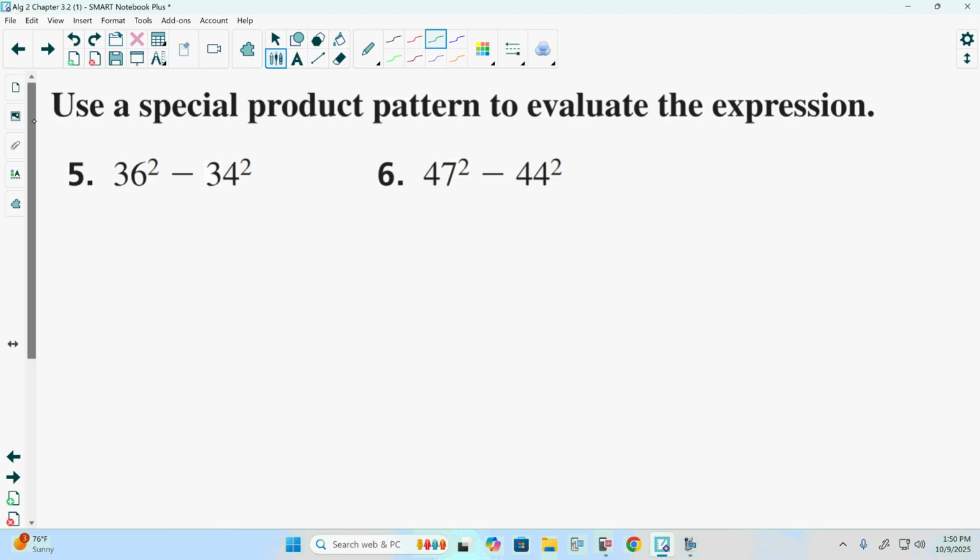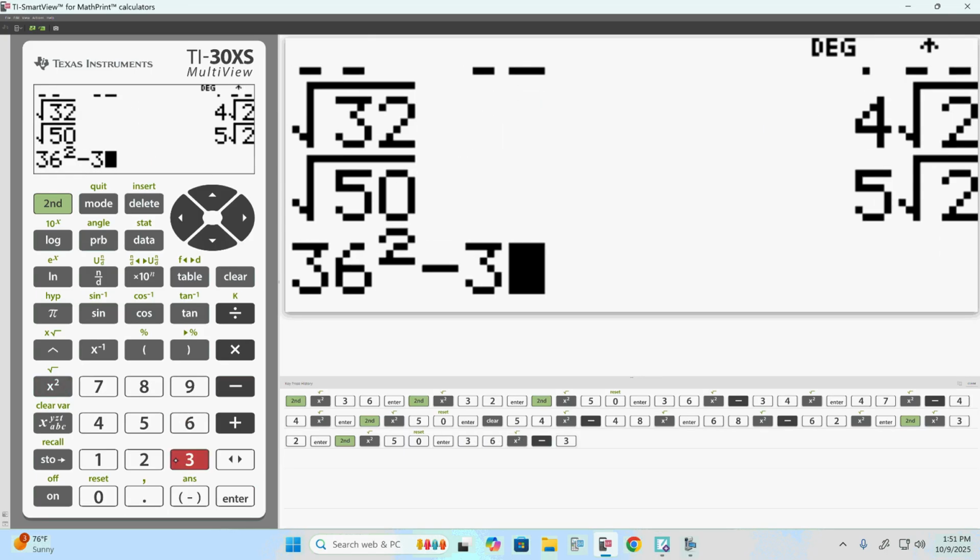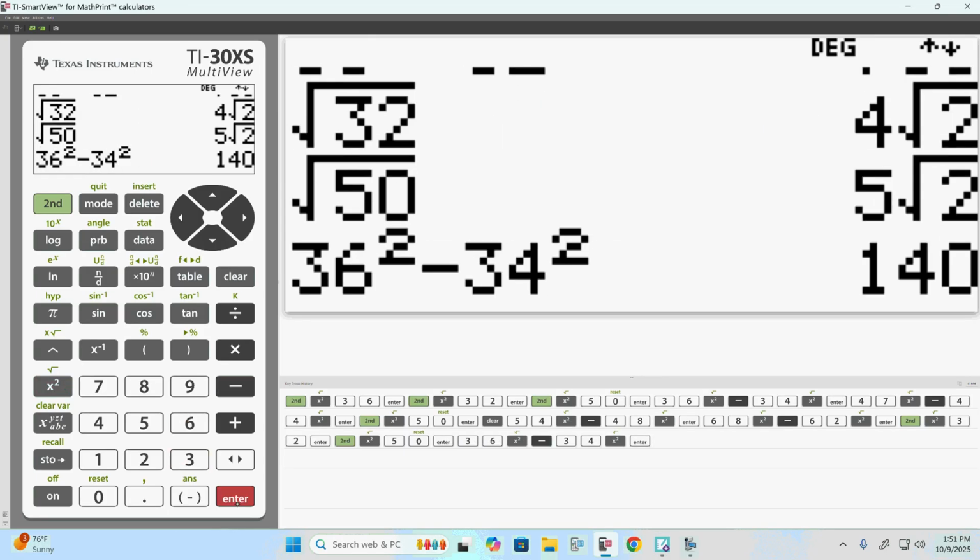I think we're good with doing one more. Yes, 36 squared minus 34 squared. We're just subtracting two numbers that are being squared. 140.